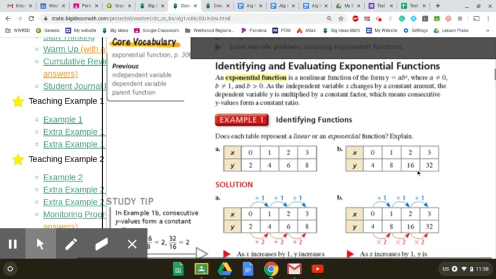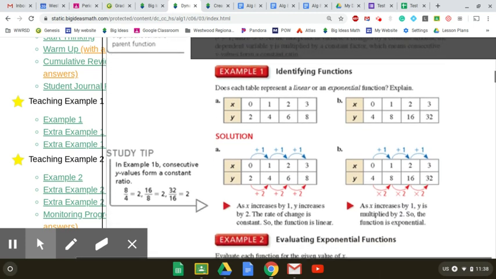Our first step is we're going to identify to see if it's a linear or an exponential function. Remember that for a linear function, the y's are going to be adding by a constant amount, whereas for an exponential function, the y will multiply by a constant amount. So let's look at example 1a.